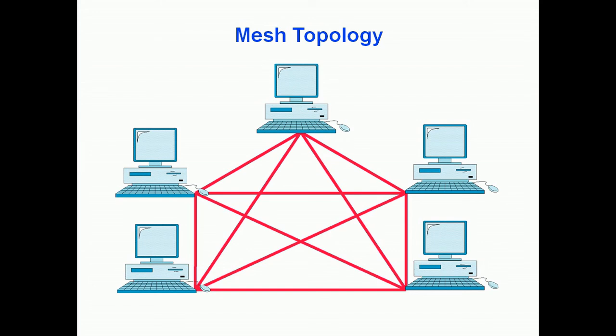If one device wants to communicate to device 2, there is a dedicated link between the 2 devices and no third device is sharing that channel. So this is a very good topology for the purpose of privacy of data.